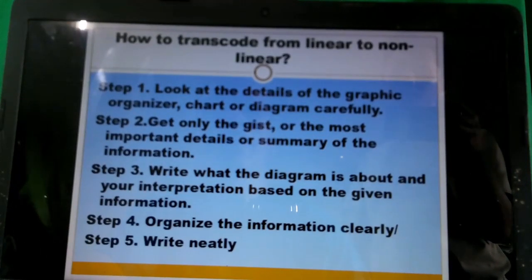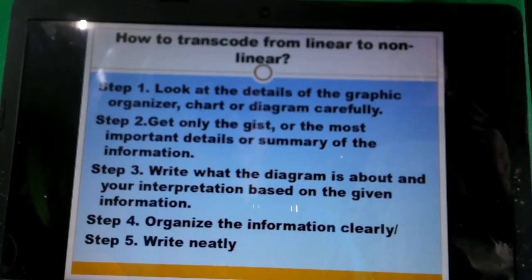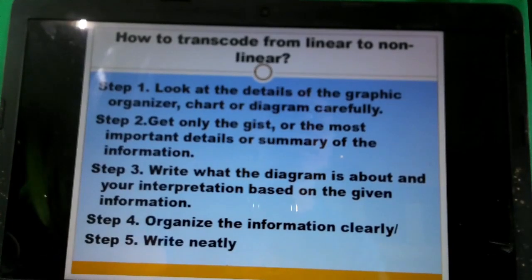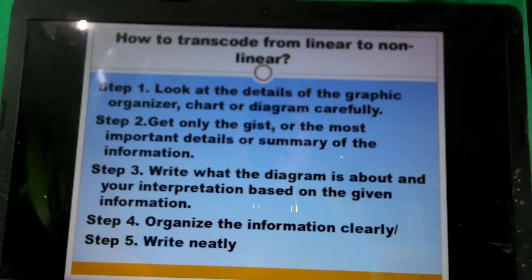Step 2. Get only the gist, or the most important details, or summary of the information. Number 3. Write what the diagram is about and your interpretation based on the given information. Number 4. Organize the information clearly. Number 5. Write neatly. Do you remember we started with what is summary? And we have there the transcoding from linear to nonlinear.